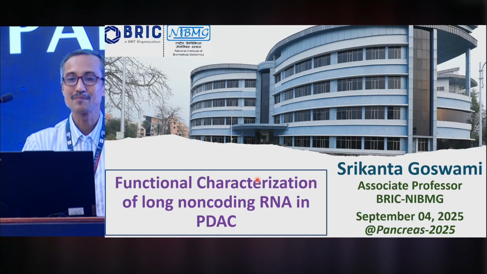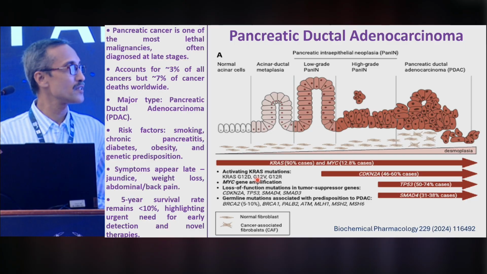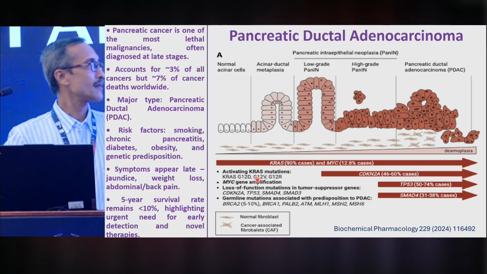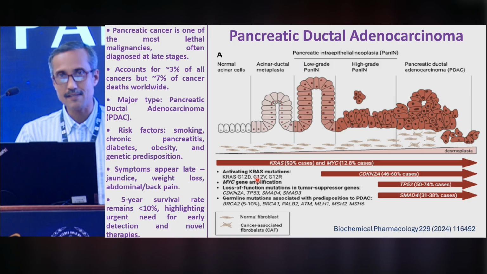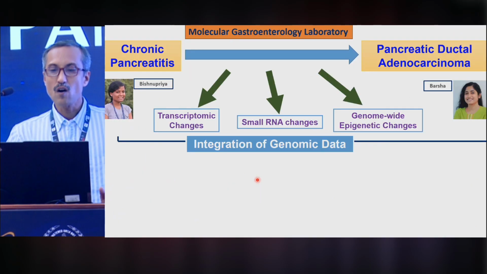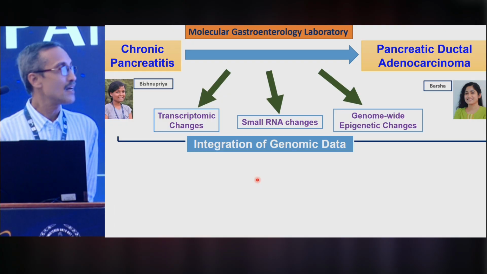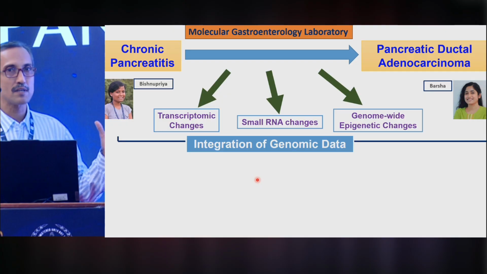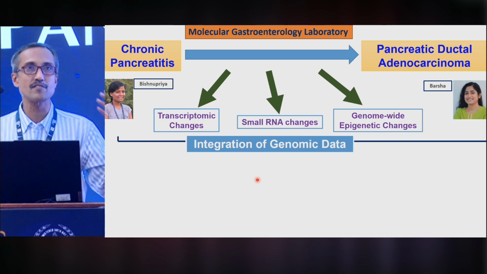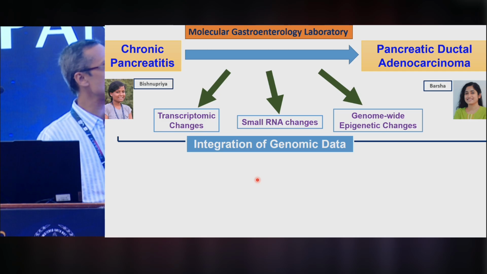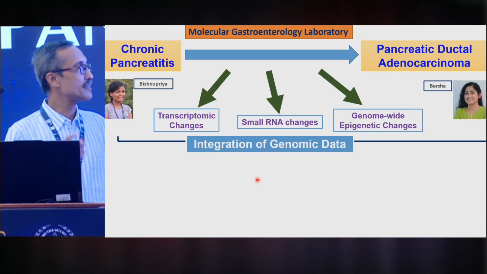So, pancreatic cancer doesn't need any introduction to this audience. And chronic inflammation progressing to pancreatic cancer is really a hot topic. We call ourselves the molecular gastroenterology laboratory, and the main focus of our lab is looking at the trajectory of chronic inflammation progressing to malignancy through multiple different aspects.